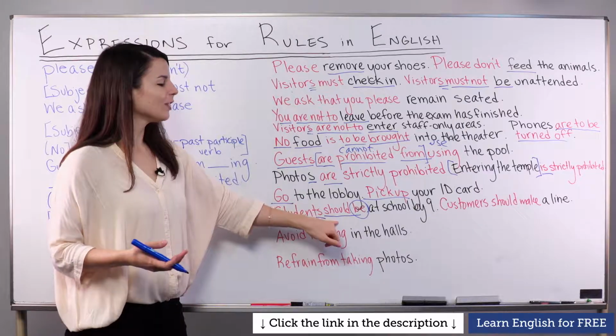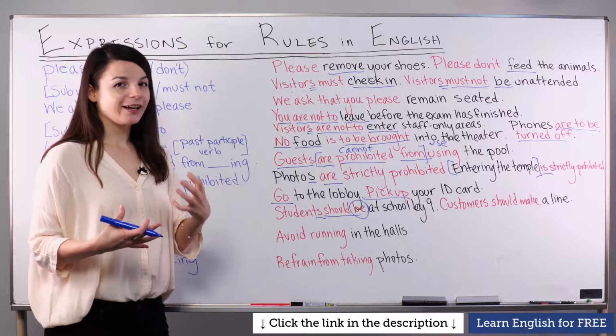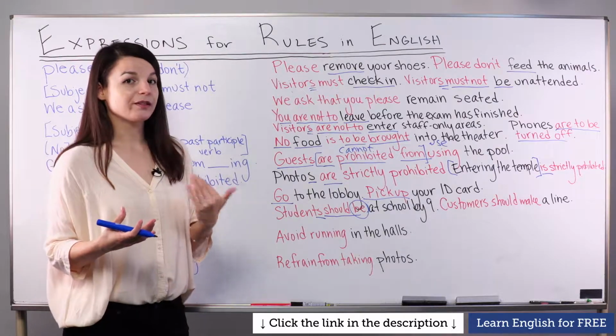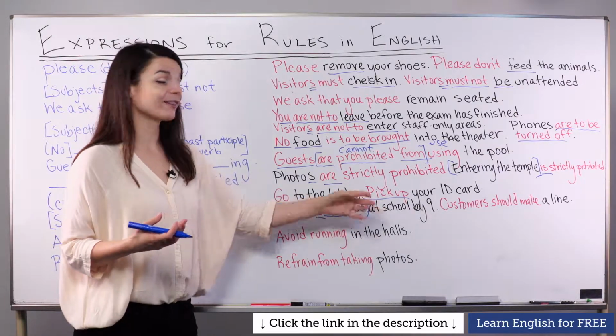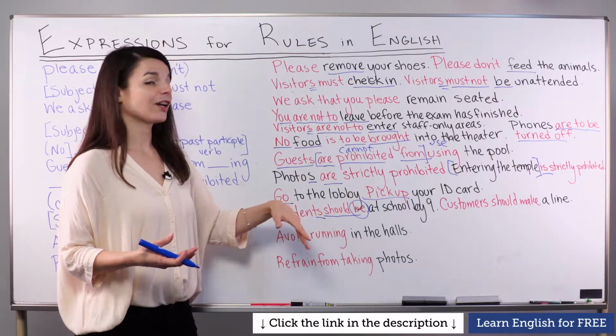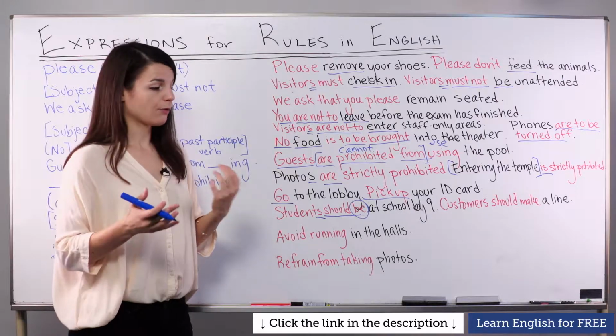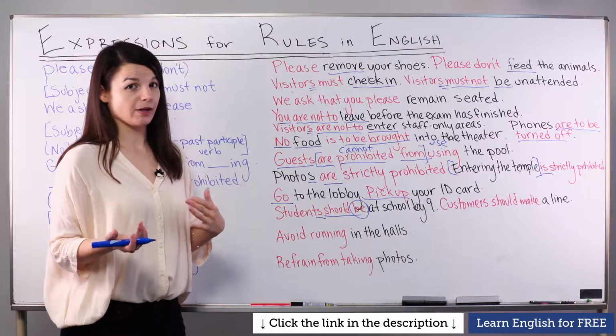So should sounds a little bit soft. So in most cases, in other words, students should be at school by 9, but perhaps there are some cases where students are not at school by 9. This is kind of like a soft rule. We should try to follow the rule, though there may be some exceptions, perhaps.